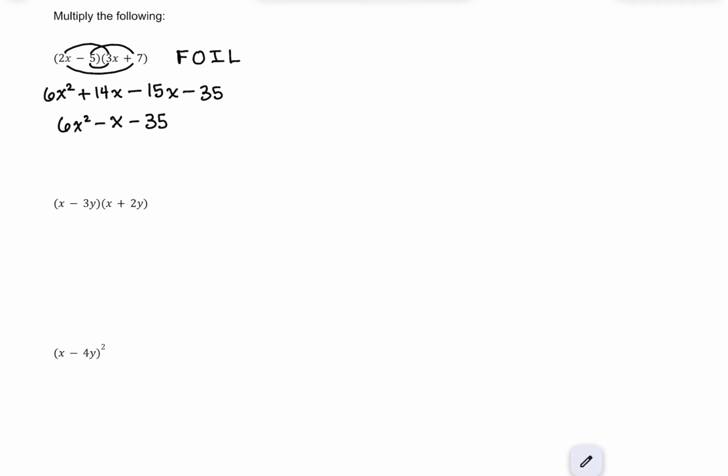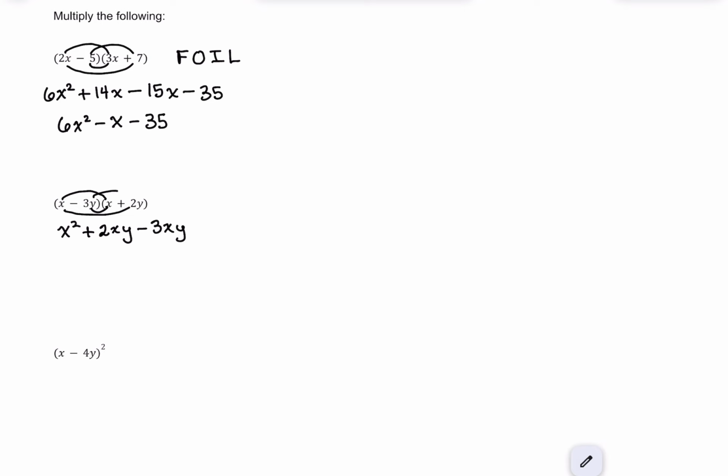Next up, we have x minus 3y multiplied to x plus 2y. Our first, x times x gives me x squared. Outers, x multiplied to 2y is a plus, and we're going to write the numerical factor of 2 first, and then our variable factors we're going to alphabetize. So we have a 2xy. Then our inners, negative 3y times a positive x is a minus 3, and then alphabetize the variable factors, xy.